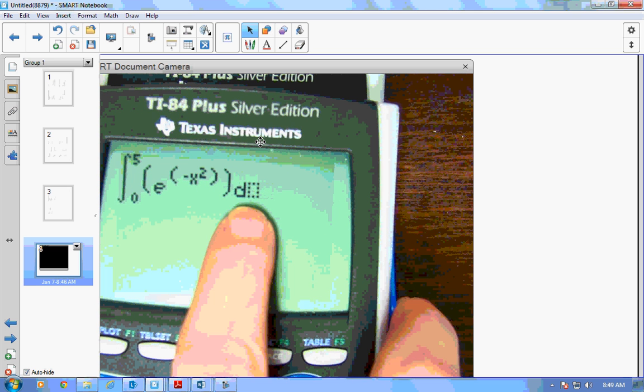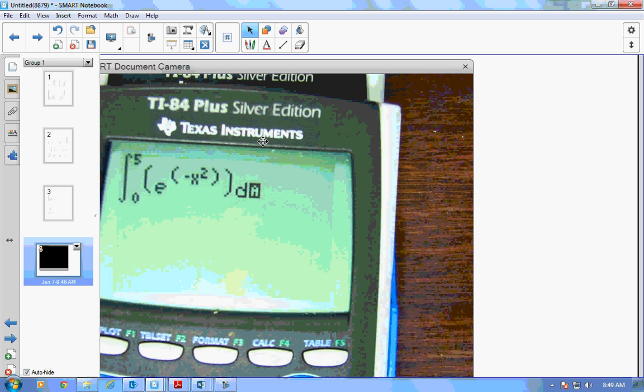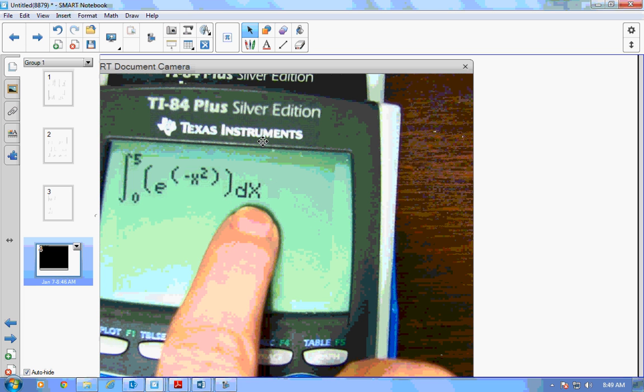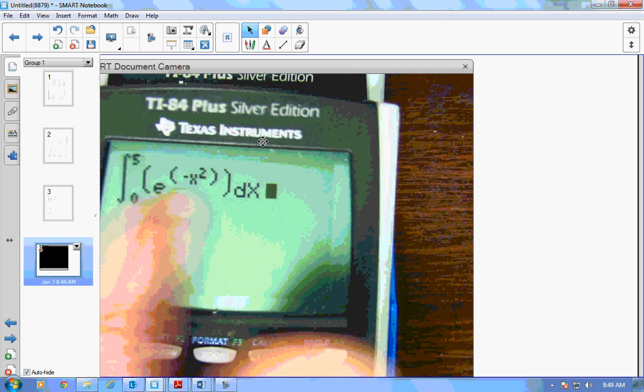And then see where it says D and then a box? That's your x. It even already does the alpha. So you put dx because you're integrating with respect to x. You have your function and you have your bounds.